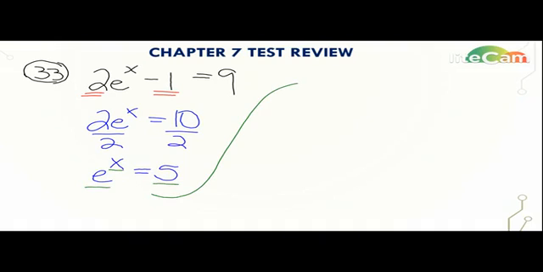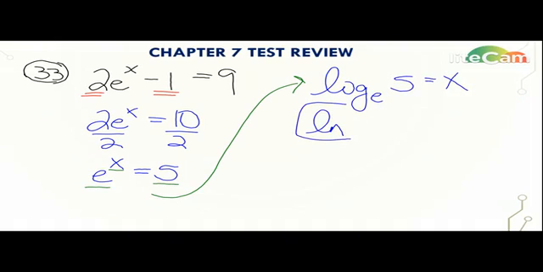I can convert from an exponential to a log, which in this case is log base e of 5 equals x, which is really just natural log, right? I can use the natural log button in the calculator, enter a 5, and then press the enter key, and I get x equals 1.609.